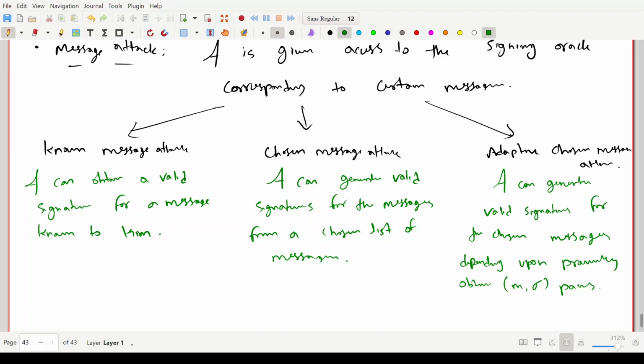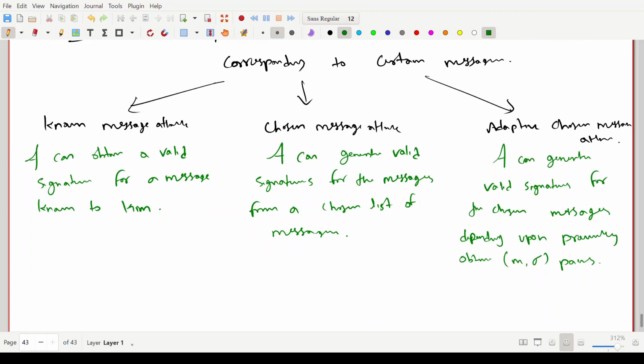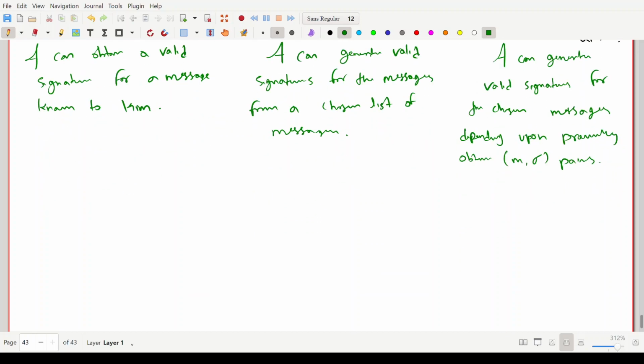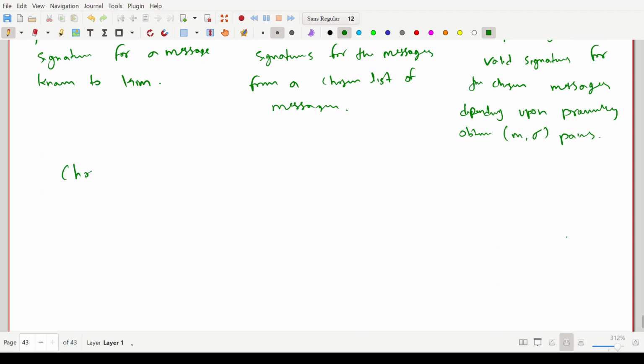See, after the proposal of identity-based cryptography, digital signatures are designed and studied extensively in the ID-based setting also. For the ID-based setting, we also study the following attack, that is chosen ID attack. What does that mean? An adversary can obtain valid signatures for a chosen list of identities.